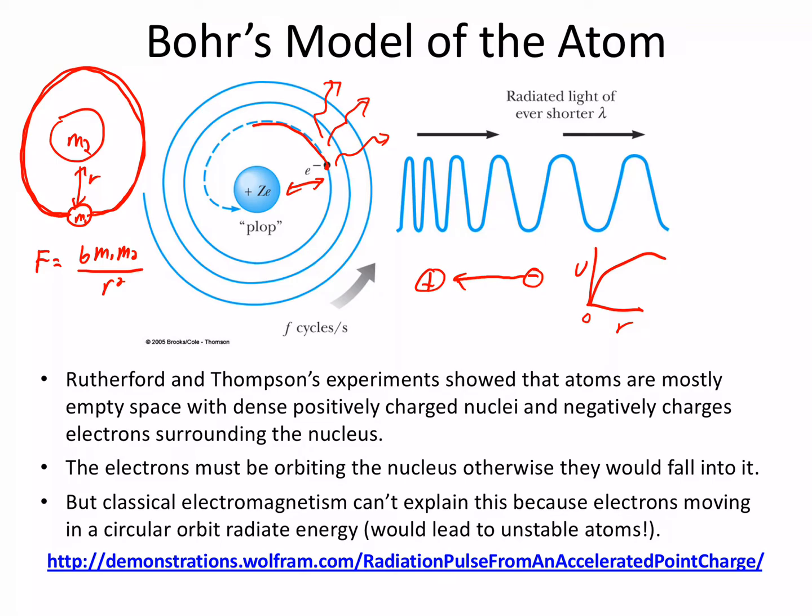So this was a huge problem in physics. How can an atom exist in this way if electrons behaved in the same way as we would expect them to according to our understanding of classical electrodynamics? This is a big problem.